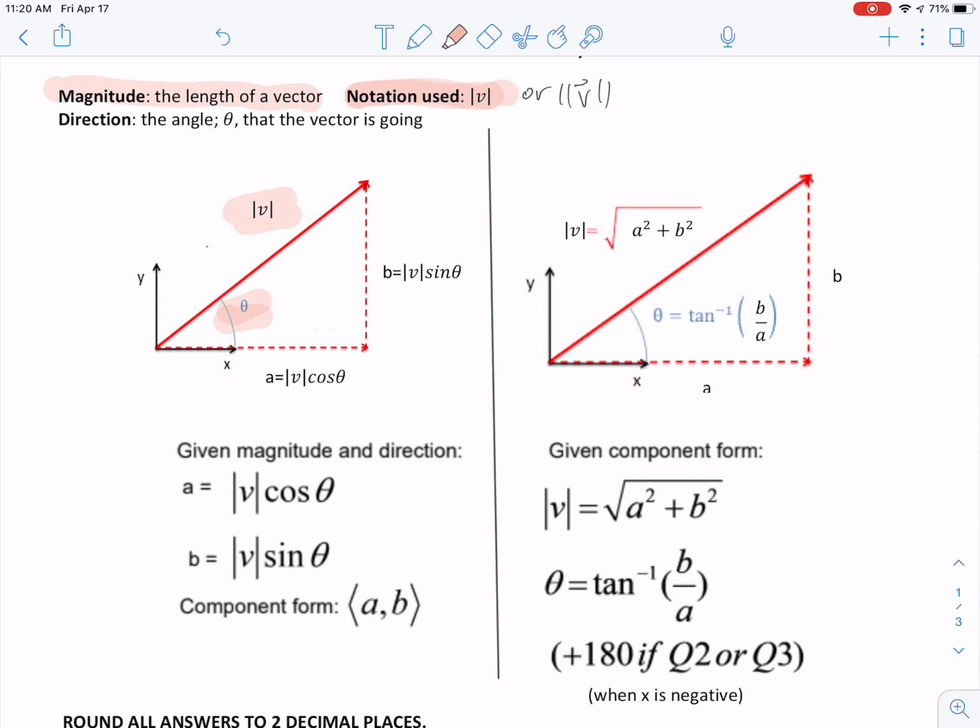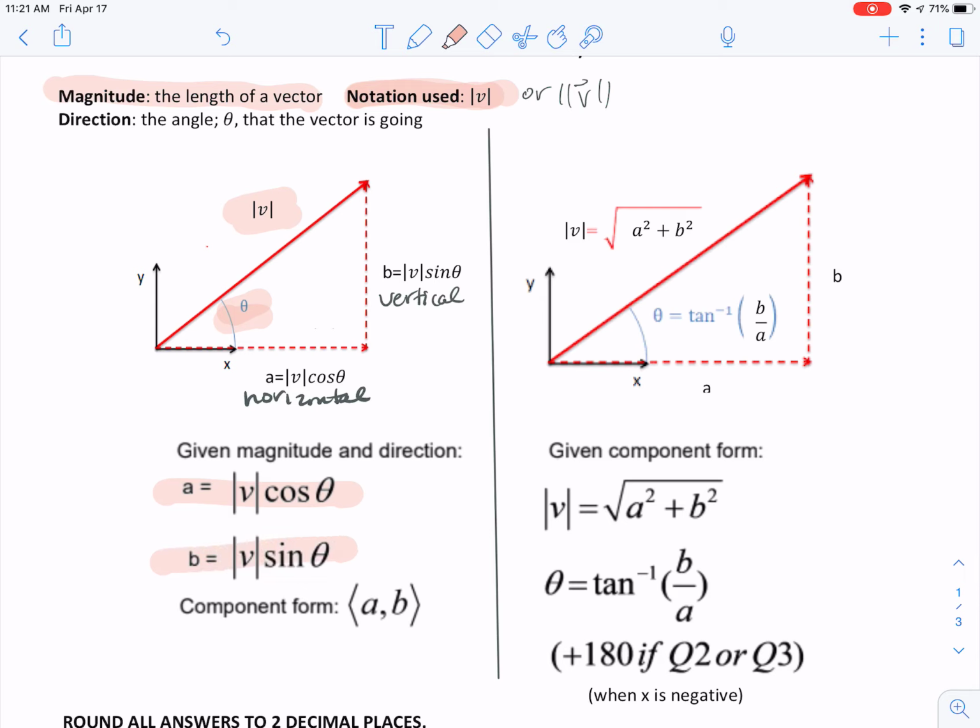from the positive x-axis. If you want to go to component form, to find the horizontal component, you take the magnitude times cosine of the angle, and to find the vertical component, you take the magnitude times sine of the angle. So here are your formulas. A, which is the horizontal, is magnitude cosine theta. B, which is vertical, is magnitude sine theta.